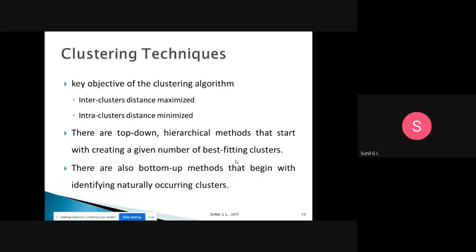There are two ways we can develop clusters: one is the top-down approach and the other is the bottom-up approach. Top-down hierarchical methods start with creating a given number of best fitting clusters. A bottom-up method begins with identifying naturally occurring clusters. So what happens in the top-down approach? We take one central point, and those points nearer to it we make into a cluster. In the bottom-up approach, clusters are based on how the data is distributed. Based on that distribution, suppose 10 objects are near each other, we make a natural cluster. That is the bottom-up approach. So these are the two techniques.